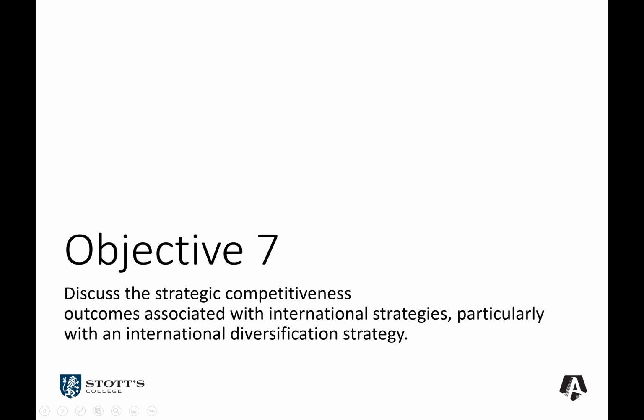Okay, so objective 7 is just to look at the impact of international strategy on strategic competitiveness. There are a number of reasons why strategic competitiveness and the ability to obtain above average returns and sustainable competitive advantages arise. Some of those are cost-related reasons, but quite often they rely on innovation that arises from being exposed to more locations, therefore more information, therefore more ability to innovate.